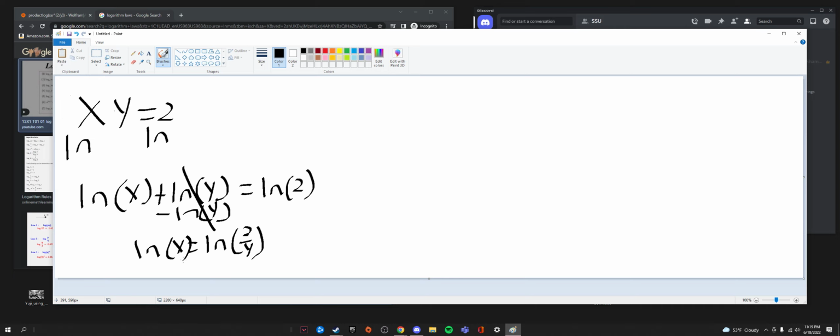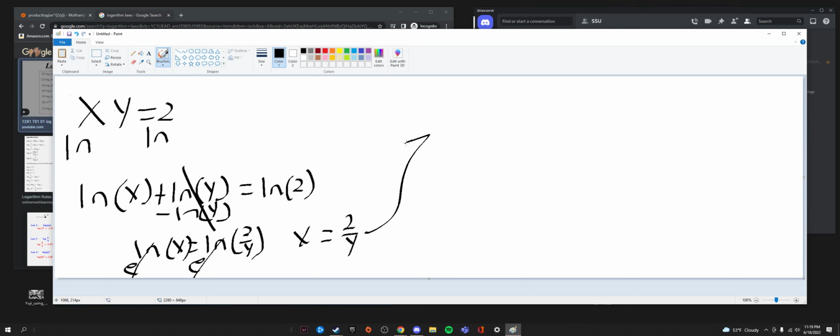Hey, you gotta finish that. There you go. Okay, now we're gonna make both these base e, so we're gonna put e on either side, and this cancels out our log. And what we're left with is x is equal to 2 over y.